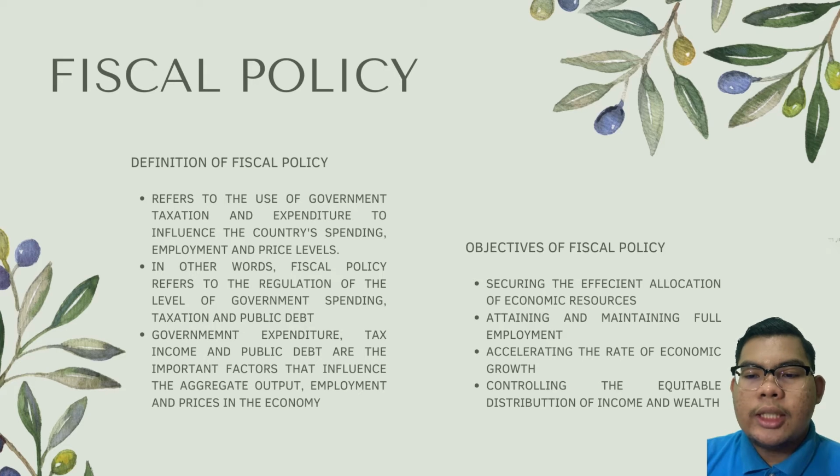Government expenditure, tax income, and public debt are important factors that influence the aggregate output, employment, and prices in the economy. Objectives of fiscal policy: first, securing the efficient allocation of economic resources. Second, attaining and maintaining full employment. Third, accelerating the rate of economic growth. And last but not least, controlling the equitable distribution of income and wealth.